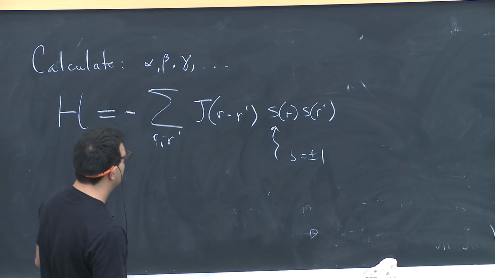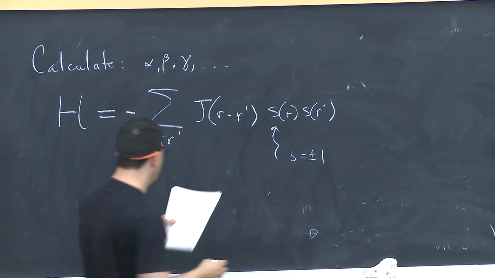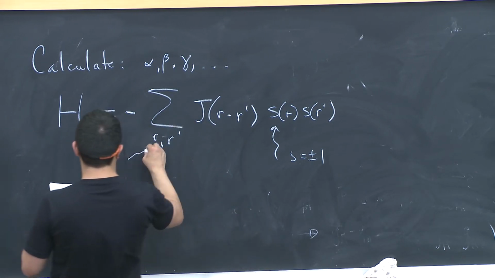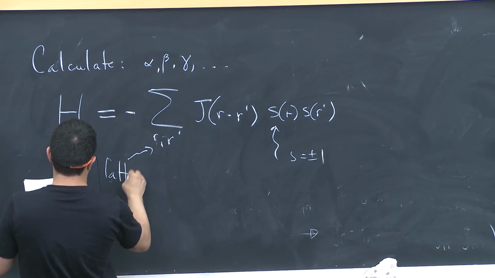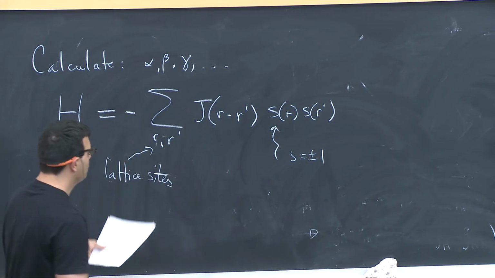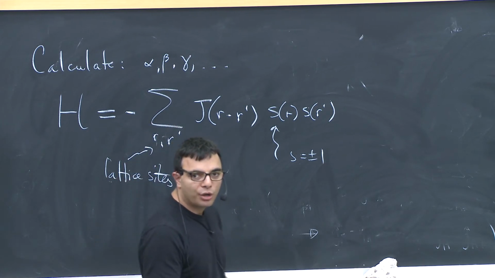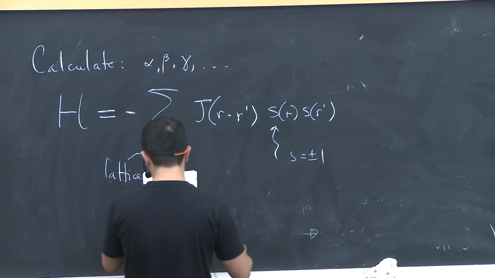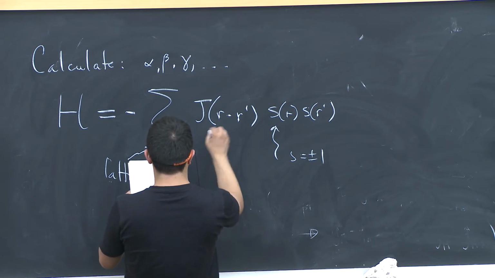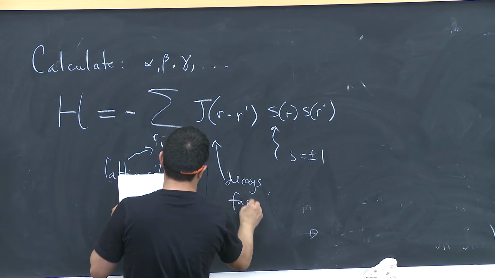This term is supposed to model the way the spins on the lattice interact with each other. The sum here is over lattice sites. And for this coupling between the spins, we can just assume that it decays pretty quickly with the distance between the spins. So this decays fast.